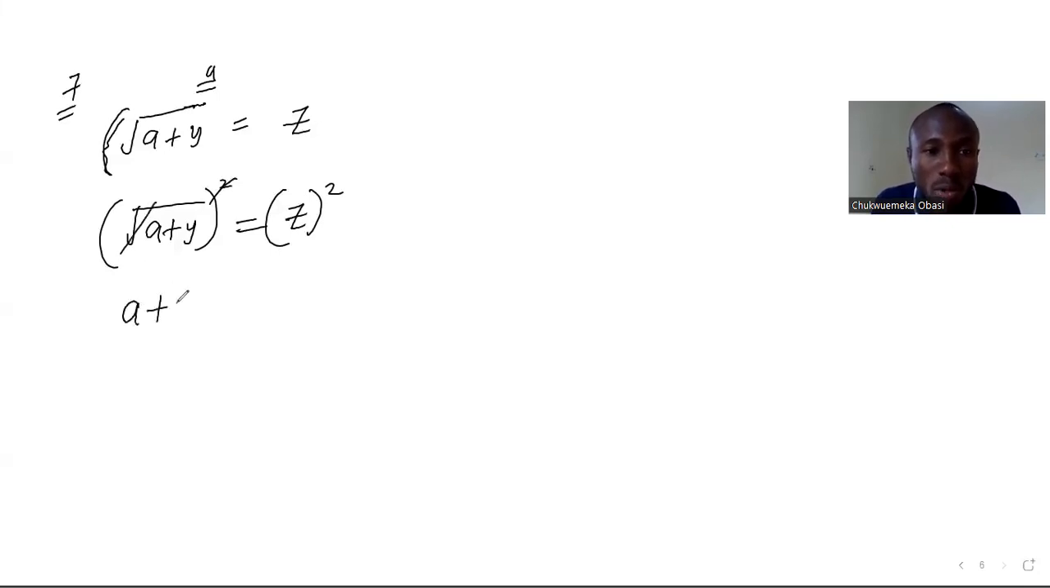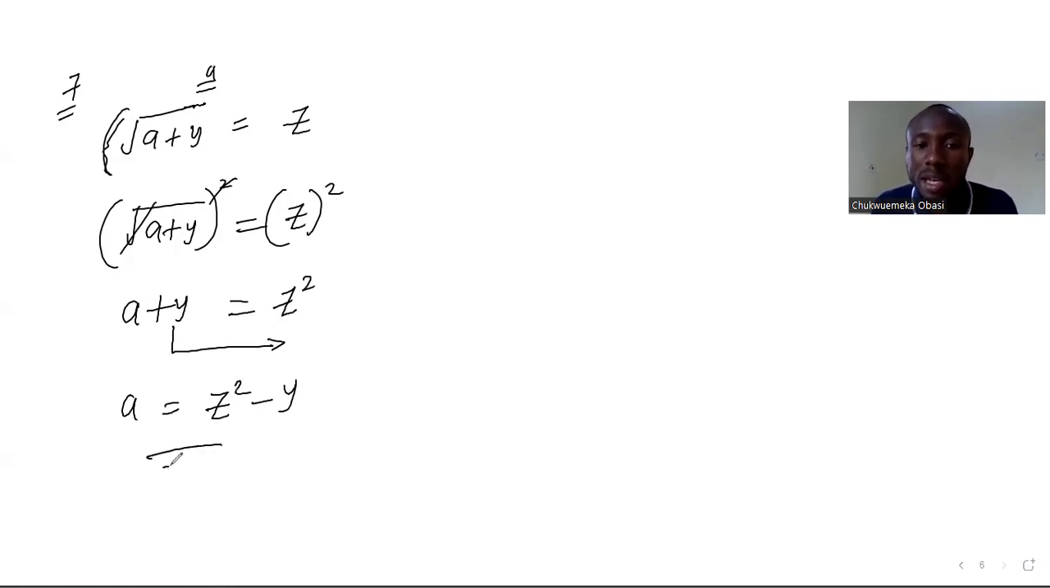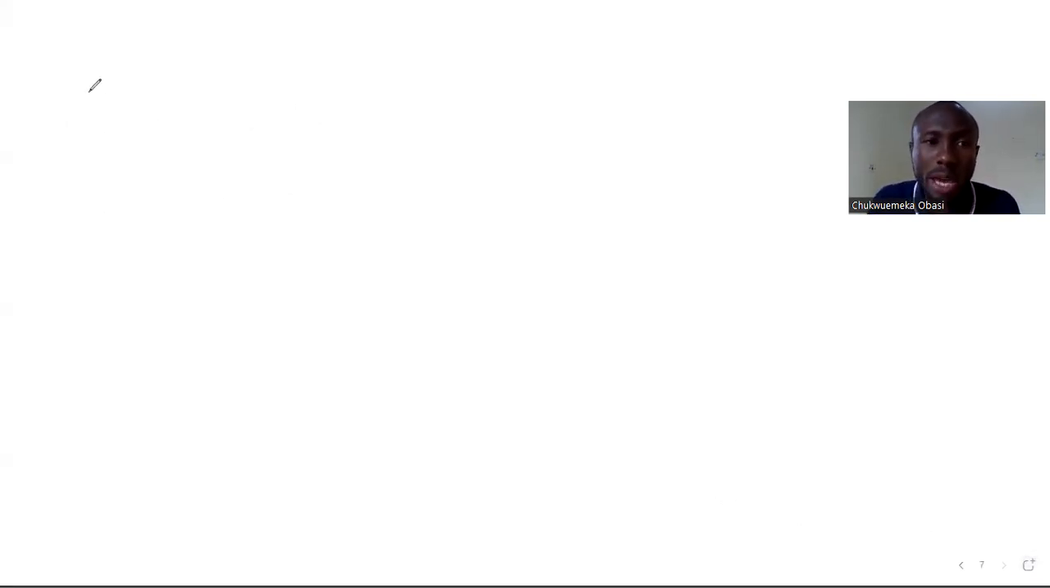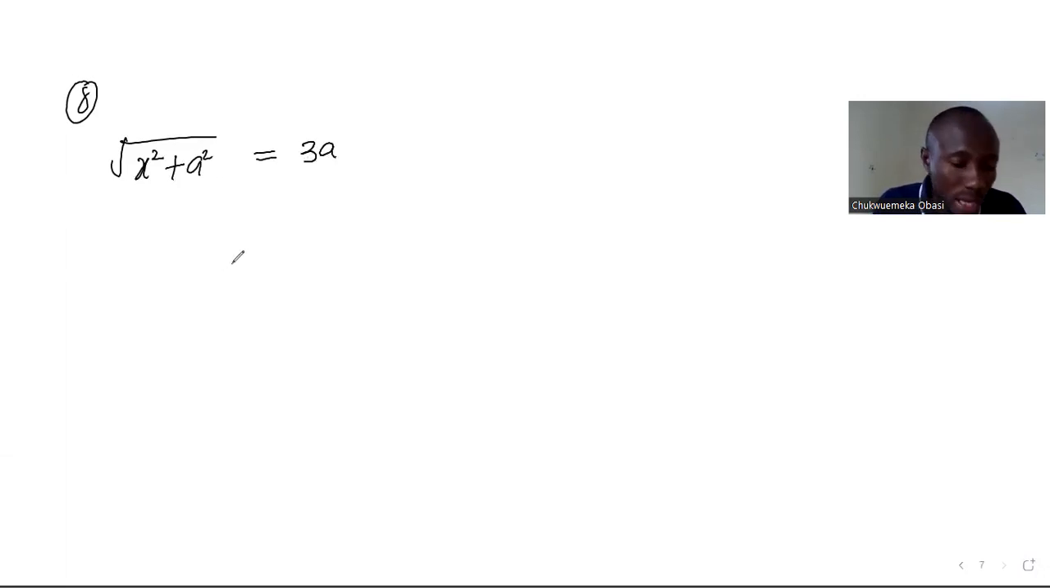So you have A plus Y is equal to Z squared. Now take Y to this side, so you have A is equal to Z squared minus Y. A is now the subject of this equation. Now, the next thing we want to do is another example. Let's call this one example 8. It says square root of x squared plus a squared is equal to 3a. We want to make A the subject of this formula.